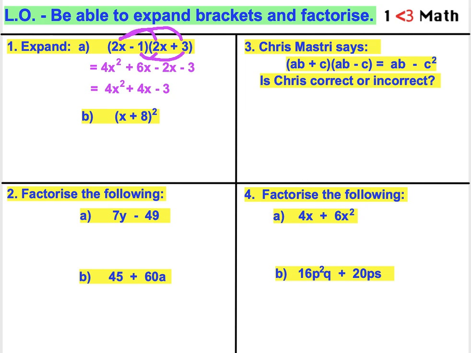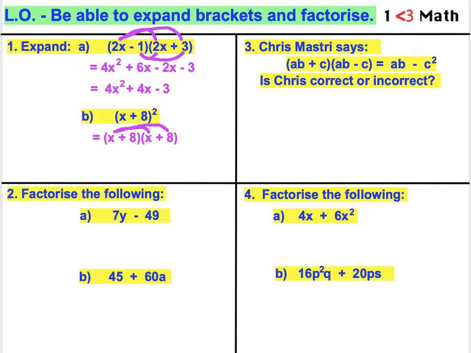Now, when you've got a bracket squared for part B, a bracket squared is the bracket times the bracket. So what I mean by that is you're going to have x plus 8 multiplied by x plus 8. Remember, when the brackets are touching, that means that you're multiplying them. So we're going to go ahead with FOIL for this.